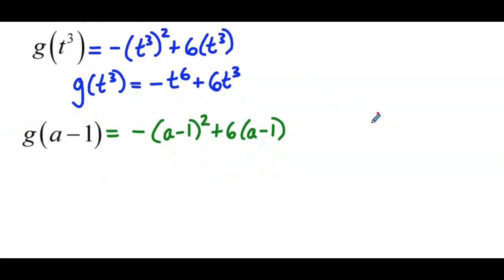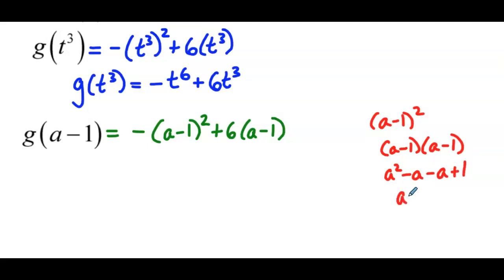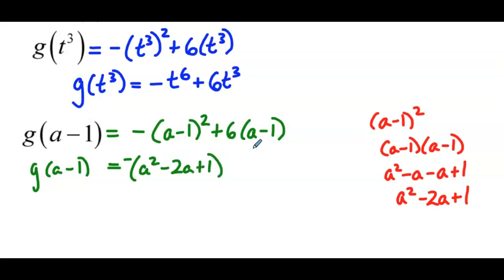So this is a good reminder that a minus 1 quantity squared is a minus 1 times itself. So we would get a squared minus a plus 1, which is a squared minus 2a plus 1. You don't have to do that work off to the side, but it's a good review. So we have g of a minus 1 equals negative a squared minus 2a plus 1. And we'll distribute the 6. So plus 6a minus 6.